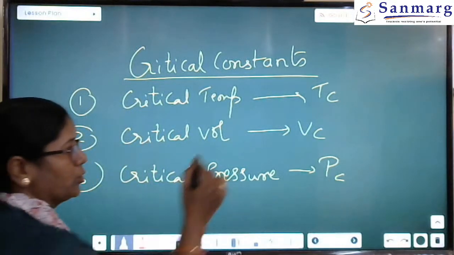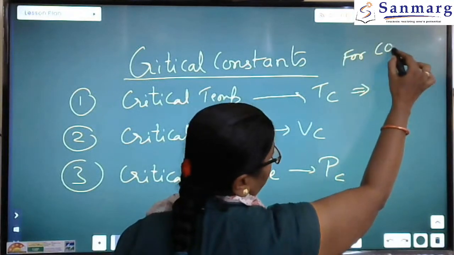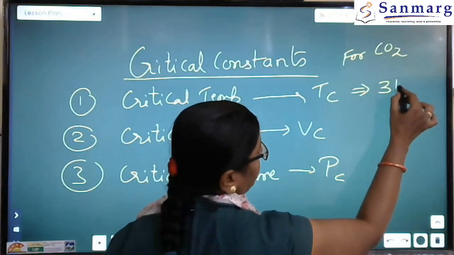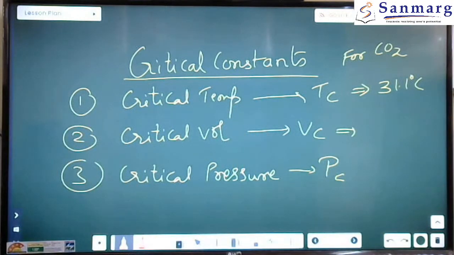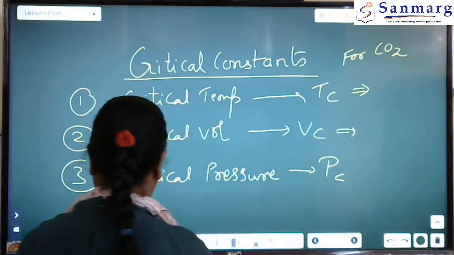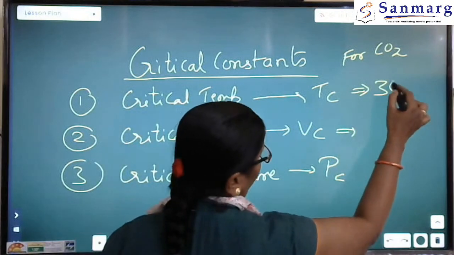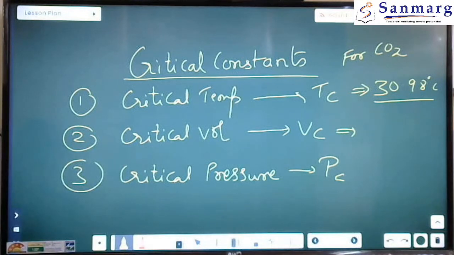Critical temperature, do you know what the critical temperature for carbon dioxide is? I am talking about carbon dioxide. It is 31.1 degrees Celsius, sorry, 30.98 degrees Celsius is the critical temperature.